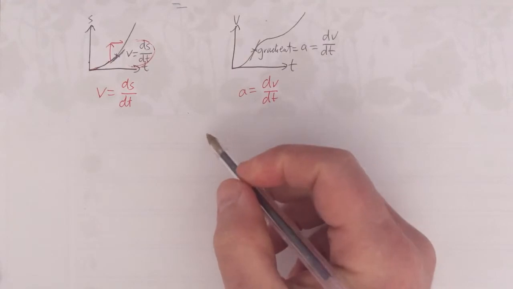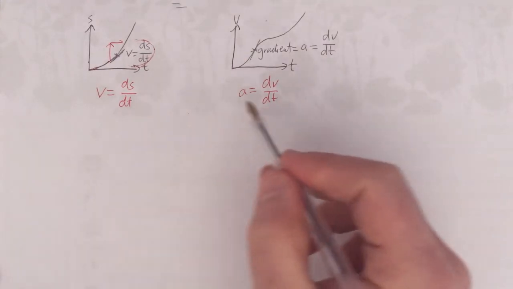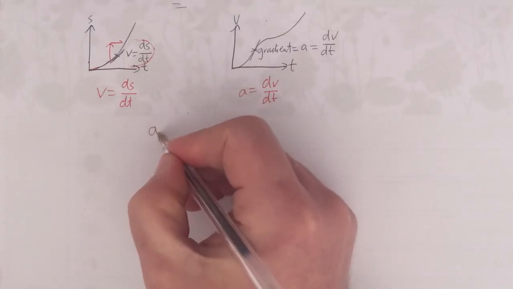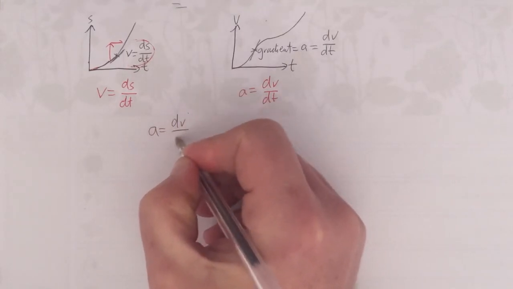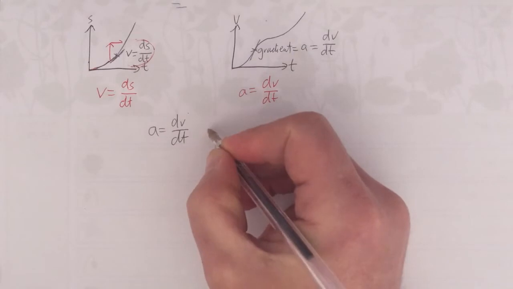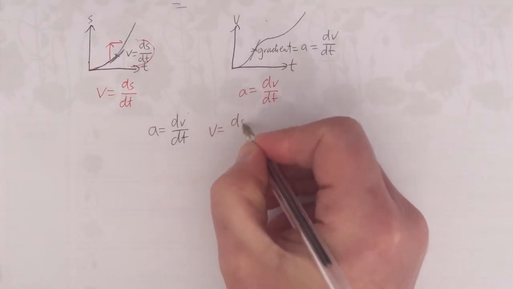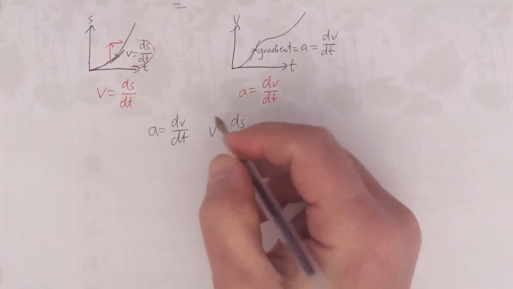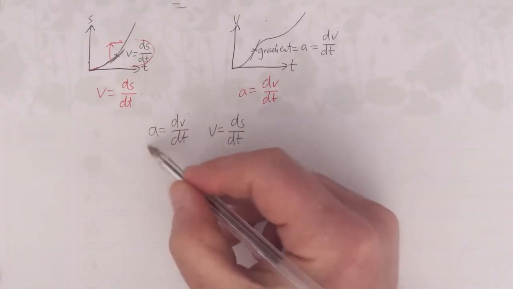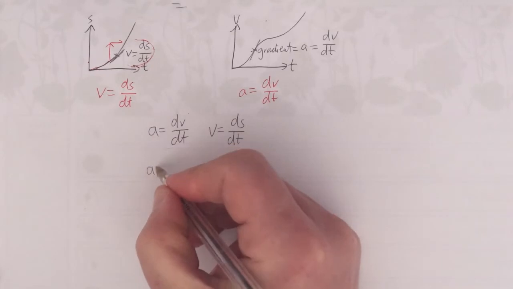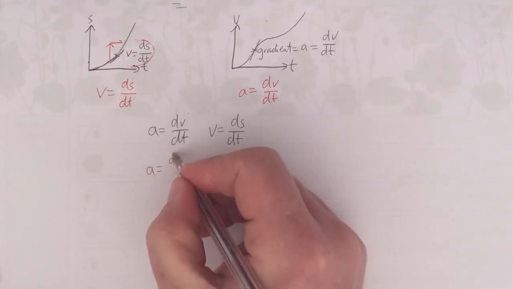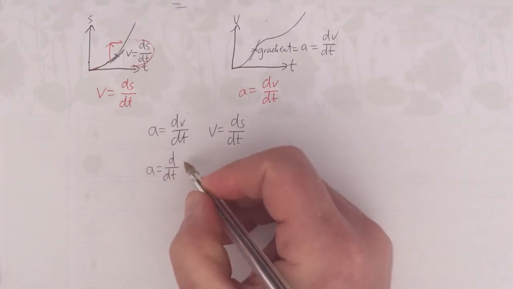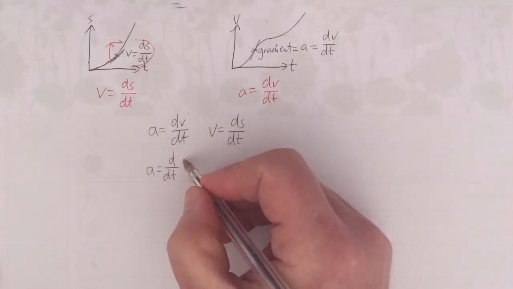Now what we're going to do here is a little bit of a technique where we're going to combine these two together. So we're going to start off with a equals dv by dt, and we're going to take v equals ds by dt, just the two equations that we had before. Now, another way of writing this is that the acceleration, I'm really just changing the notation to make it a little bit easier to understand. There's actually no change in what I'm writing.